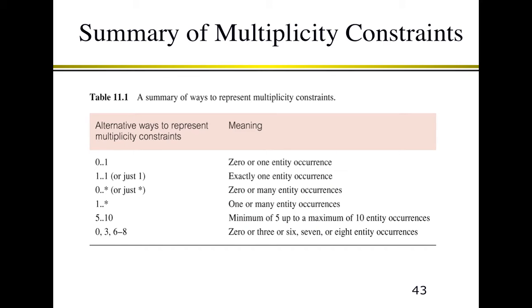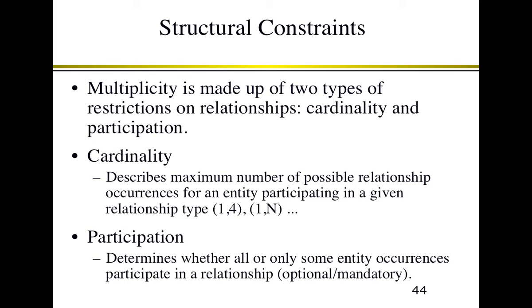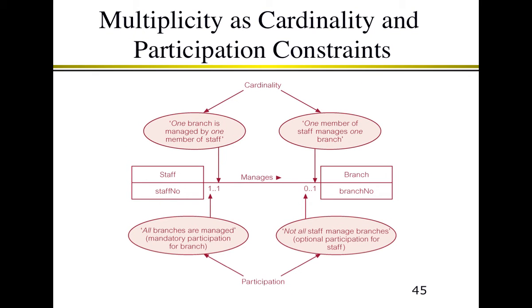This is a summary of the multiplicity constraints here. The 0 or 1 entity occurrences, exactly only 1 entity occurrence, etc., and so forth. And the explanation of the cardinality and the participation one more time, just as a summary, showing you by definition what it means. I'm kind of going through this a little bit fast because it's kind of dry at this point, but you can certainly download the slide set and go through it a little bit slower or at your own pace if you want.